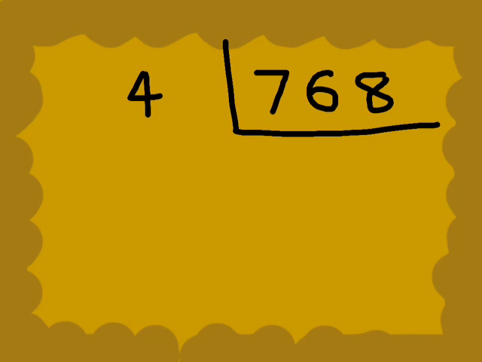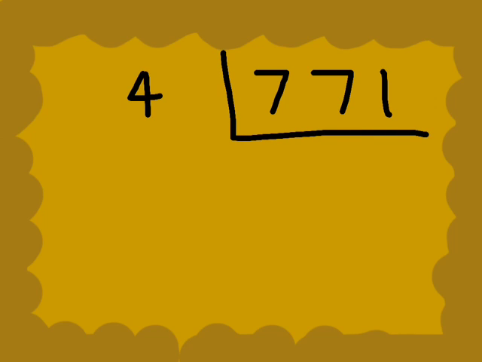So I'm going to start by splitting 768 into individual numbers. Easy. So 4 into 7 goes once, remainder 3. 4 into 36 goes 9 times, and 4 into 8 goes twice. Easy peasy.